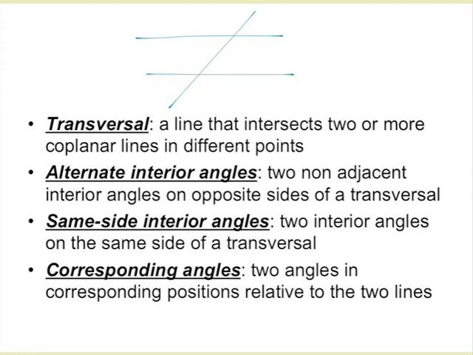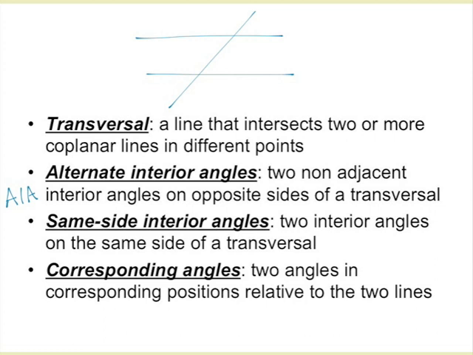When this happens, we get some special angle pairs. The first one is called alternate interior angles. I'm big on abbreviations. We're going to be talking about these things a lot. I call them AIAs. Okay, alternate interior angles.